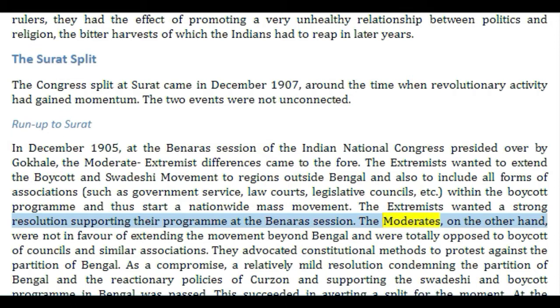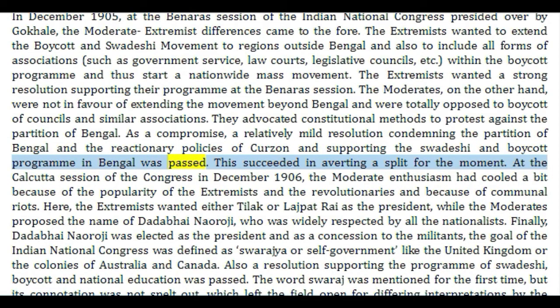The moderates, on the other hand, were not in favor of extending the movement beyond Bengal and were totally opposed to boycott of councils and similar associations. They advocated constitutional methods to protest against the partition of Bengal. As a compromise, a relatively mild resolution condemning the partition of Bengal and the reactionary policies of Curzon and supporting the Swadeshi and boycott program in Bengal was passed. This succeeded in averting a split for the moment.